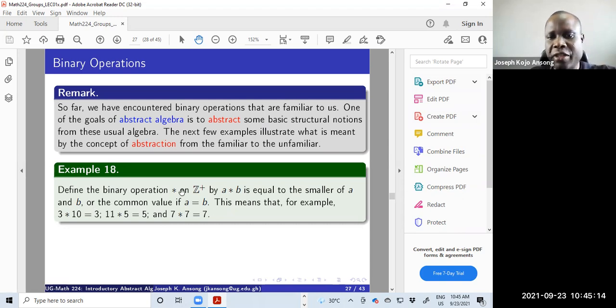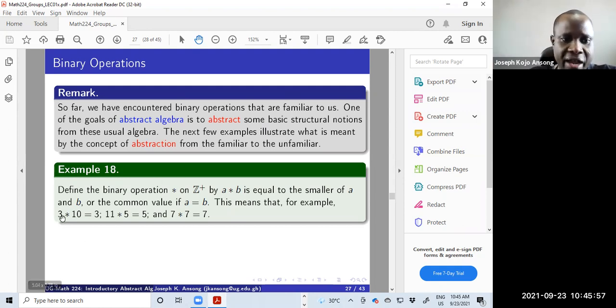You want to define the operation star on the set of positive integers like this. This whole sentence is a definition, so keep note. A star B is equal to the smaller of A and B, or the common value if A is equal to B. So I'm defining this operation. It's not addition, it's not multiplication, but if I take two elements A and B and operate on them, my result will be the smaller of the two. Or if they are equal, of course, I just pick one of them. That is the definition of this operation.